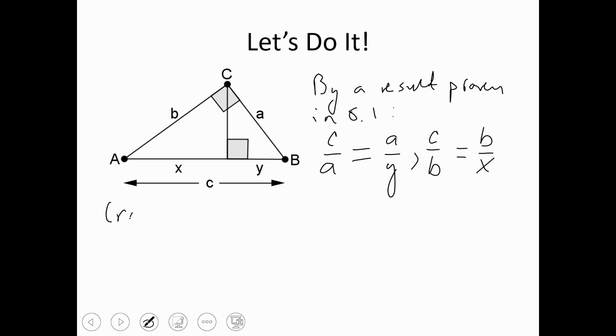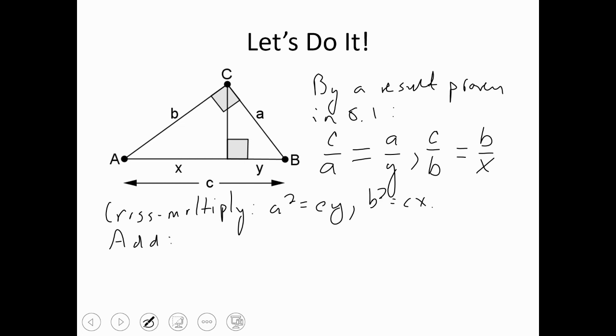So now let us cross multiply. And I think that you will be astounded by how remarkably simple that is. So we'll cross multiply each. For the first, we get a squared is equal to cy. And for the second, we get that b squared is equal to cx. And then simply add. That is, add the left sides, add the right sides, and this, of course, is just the postulate that equals added to equals are equal.